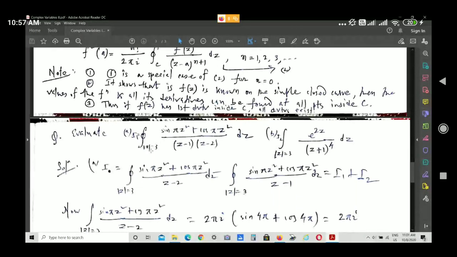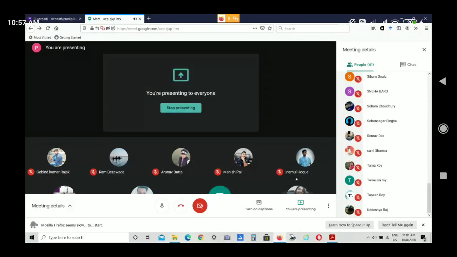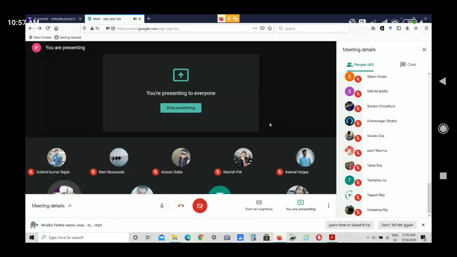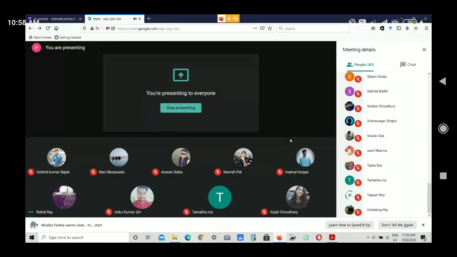Tell me what is the meaning of mod z equal to 3? What curve does it represent? Mod z equal to 3 means what? It represents the distance from the origin. So distance of what from origin? The distance of a point.